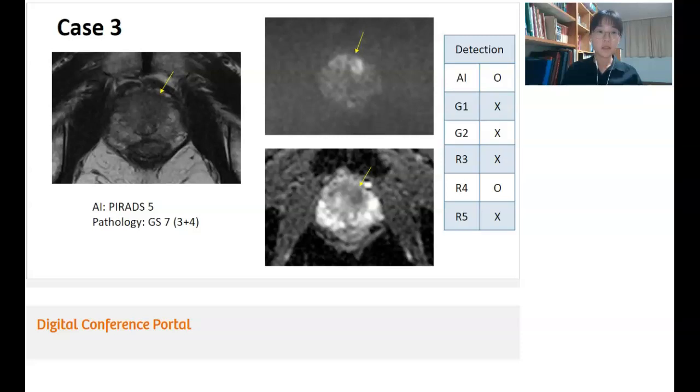In this case, an ill-defined T2 low signal intensity lesion was in left transition zone, and the area shows high signal intensity on diffusion-weighted image and low signal intensity on the ADC map. This lesion was detected by AI. Among radiologists, only L4 could detect the lesion. So in some cases, AI missed prostate cancer, but sometimes AI could detect the focal lesion that was missed by most of the radiologists.